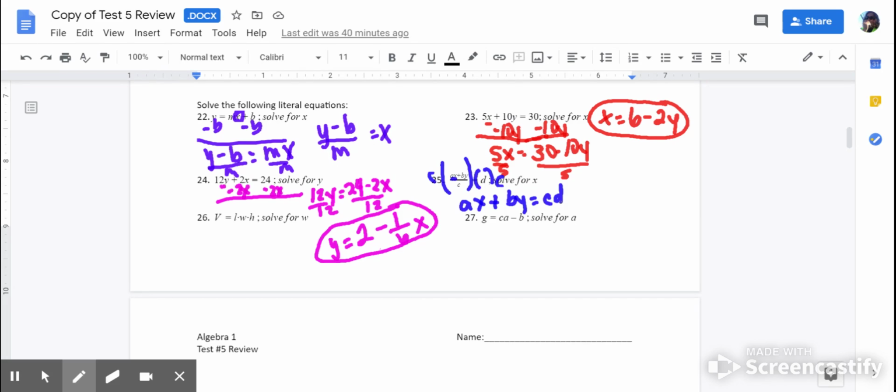Still solving for x, so I need to get rid of this by. I'm going to subtract by from each side. So I have ax equals cd minus by. And then to get x by itself, you divide everything by a. So my final answer will be c times d minus b times y all over a.